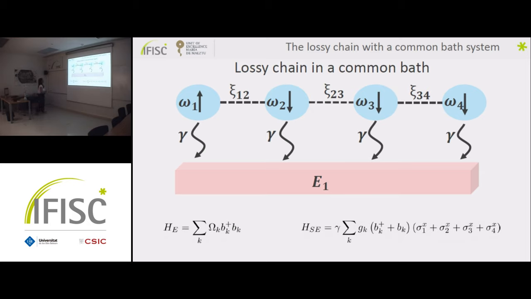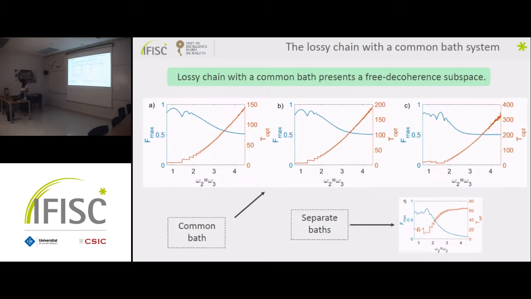Now, I study the same system but with correlated losses. All spins in the chain are dissipating through the same environment. So, in this case, the dissipation affects the system a lot. However, different from what occurs in the separate baths, when the frequencies of the channel are high enough, the maximum fidelity reaches a value near 0.5. This occurs because there exists a decoherence-free subspace in this case.